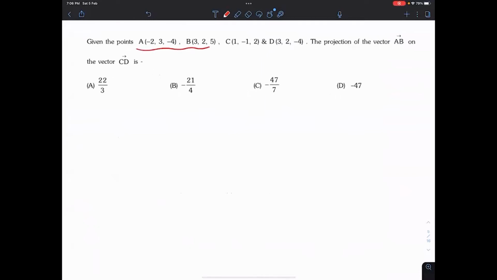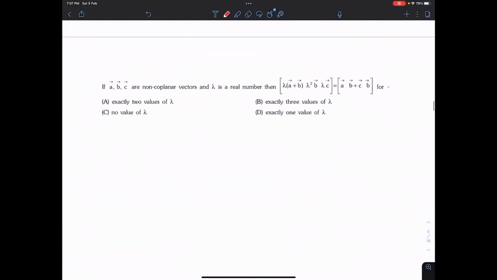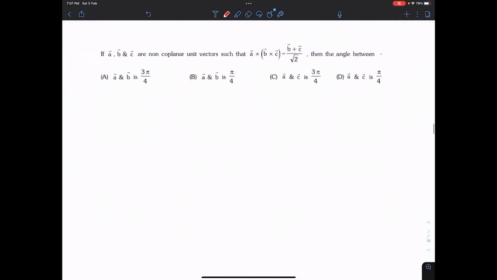Projection of AB on CD. What is it here? Simple. AB bar dot CD cap, that's all. You can write what is AB bar. You know what is CD bar. So CD cap is nothing but CD bar by length CD, so AB bar dot CD bar by length CD. Do that, you will get the answer. Some more questions on projection are there, one or two. I just want to show it first.